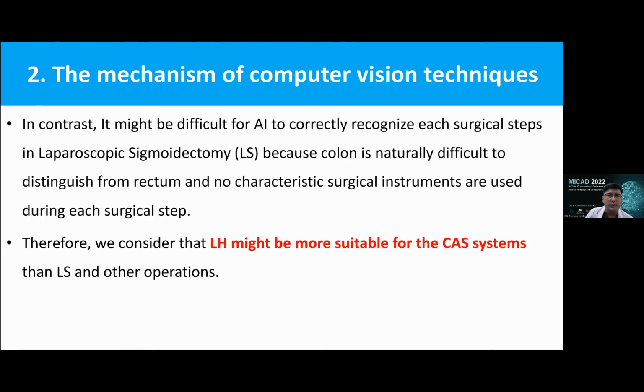In contrast, it may be difficult for AI to correctly recognize each surgical step in laparoscopic sigmoidectomy. It's colon surgery, and the colon is naturally difficult to distinguish from the rectum, and no characteristic surgical instruments are used during each surgical step. Therefore, we consider that LH may be more suitable for the CAS system than LS and other operations.